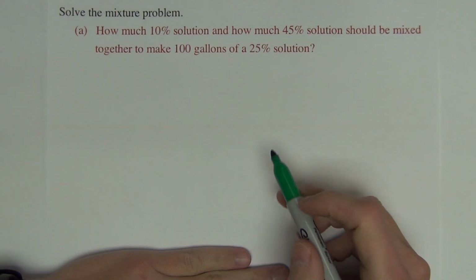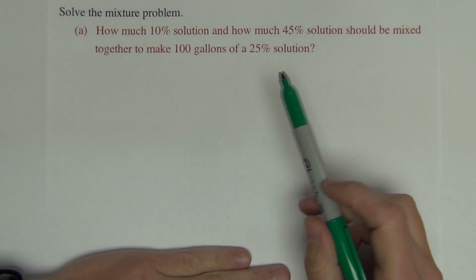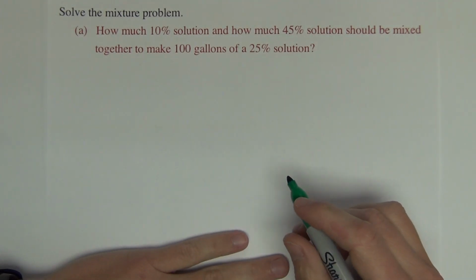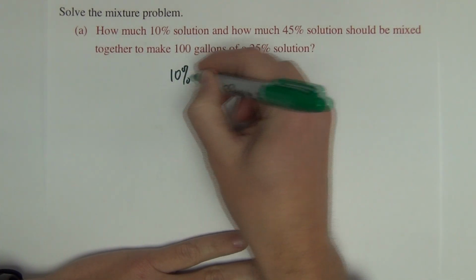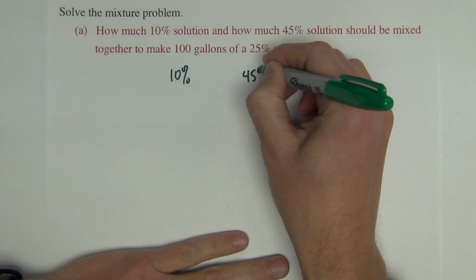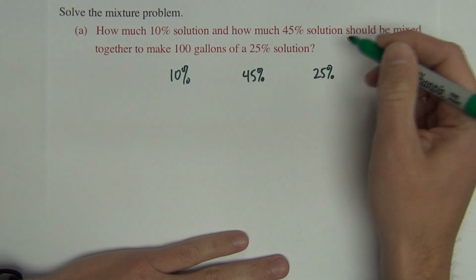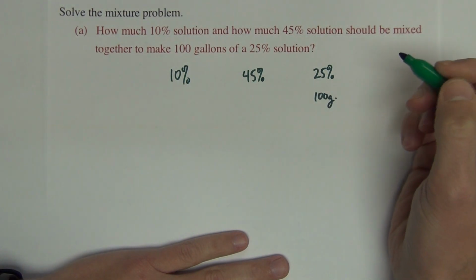Alright, this question says how much 10% solution and how much 45% solution should be mixed together to make 100 gallons of a 25% solution. So we are mixing together 10% and 45%. We want 25%. Now we have 100 gallons to make.